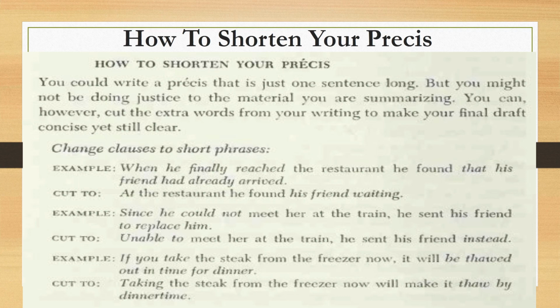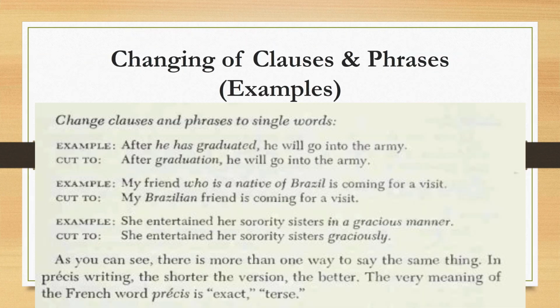Example number 3: If you take the steak from the freezer now, it will be thawed out in time for dinner. And the Précis of this sentence is: taking the steak from the freezer now will make it thaw by dinner time. Here are some examples of changing clauses and phrases. Example number 1: After he has graduated, he will go into the army. And the Précis is: after graduation, he will go into the army.